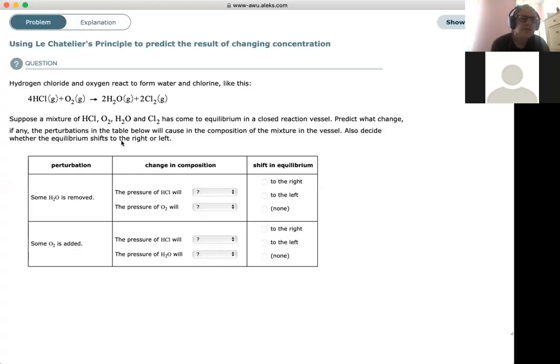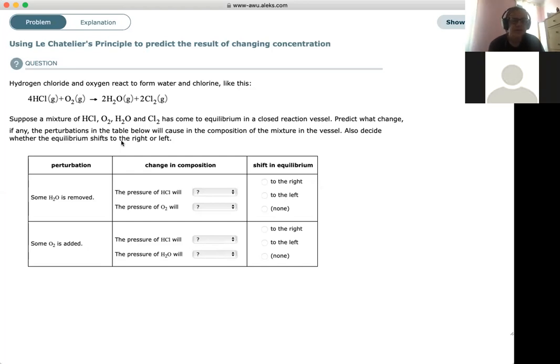Okay, so using Le Chatelier's principle to predict the result of changing concentration. That's the example we're looking at here. One point about the equations: the balanced equations here should have the double arrow. Hydrogen chloride and oxygen react to form water and chlorine like this: 4HCl reacts with O2 to form 2H2O plus 2Cl2.